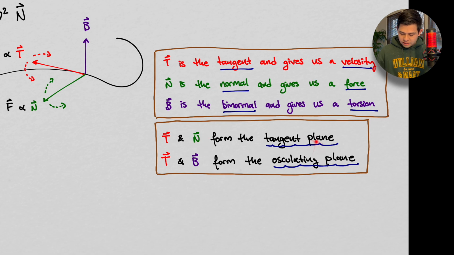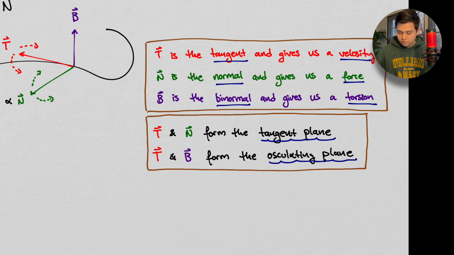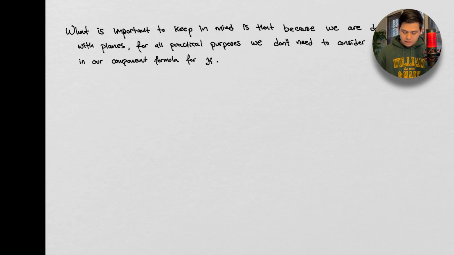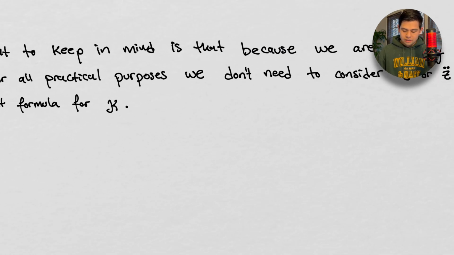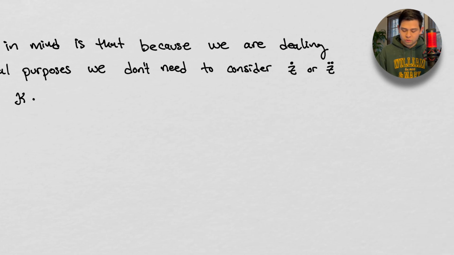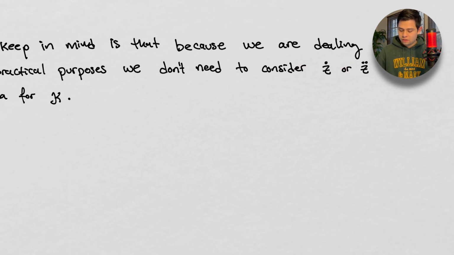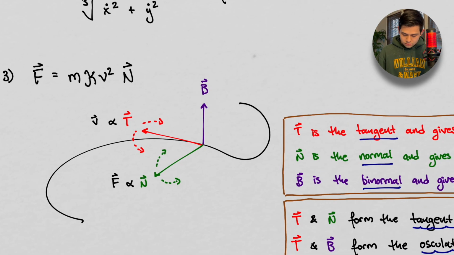T and N form a tangent plane, so that's the tangent plane along the curve. And T and B are going to form an osculating plane. I always used to read this as oscillating, which sort of confused me a little bit, but this is going to form an osculating plane that's going to define the curve as well. And last but not least, it's important to keep in mind that because we are dealing with planes, for all practical purposes, we don't need to consider z or z dots, right? Because we are dealing with planes, right?